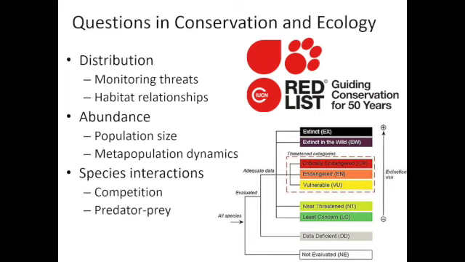But other questions that we're interested in that certainly affect those first two parameters are species interactions, things like competition or predator-prey interactions that could be driving the distributions and abundance of species, and even things like diseases and disease ecology, and looking at how that affects the abundance, interactions, and distributions.